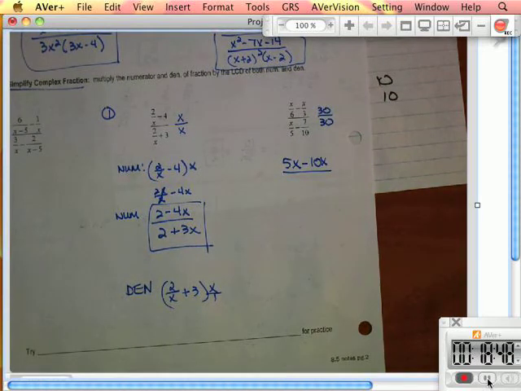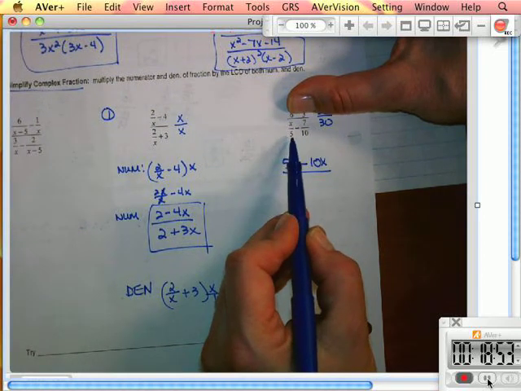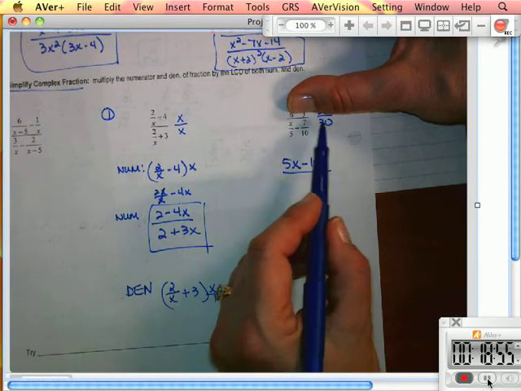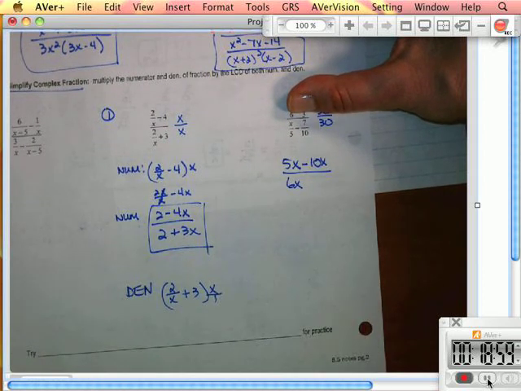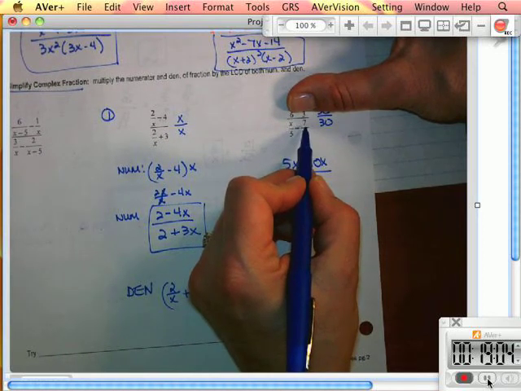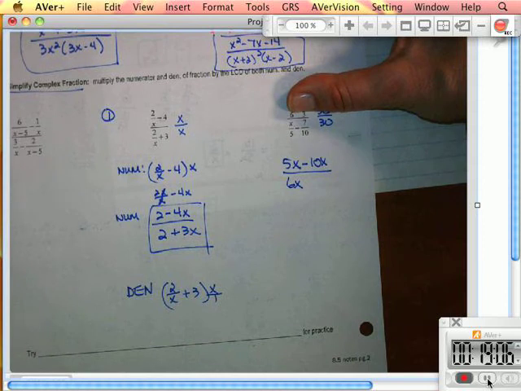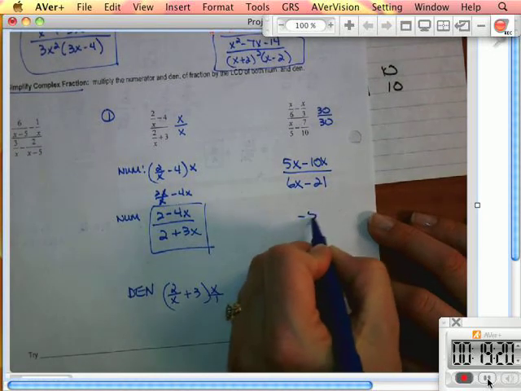Then I do the denominator. 30 times x divided by 5 is actually going to be what? 30x over 5, which is 6x. 30 times 7, 210, divided by 10 is what? Minus 21. Okay? So can we make anything pretty here? Can we make that numerator prettier? We can subtract. They're like terms. So it's going to be negative 5x over 6x minus 21.